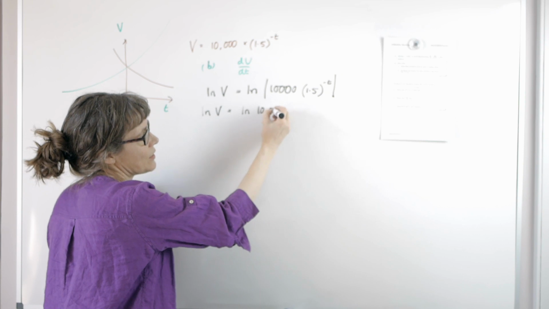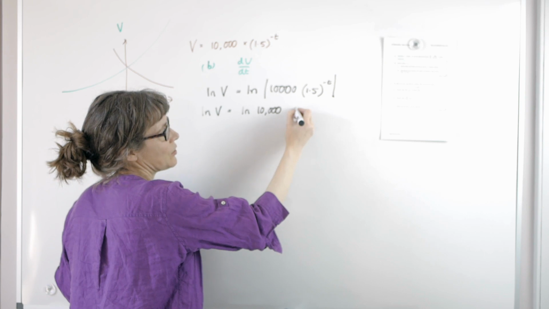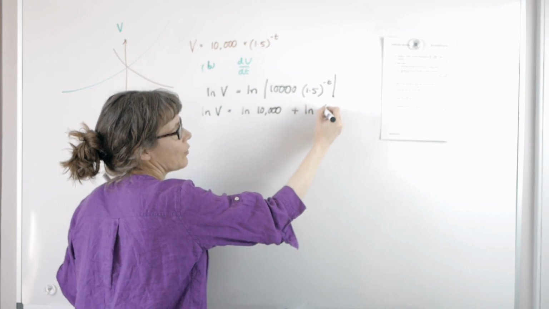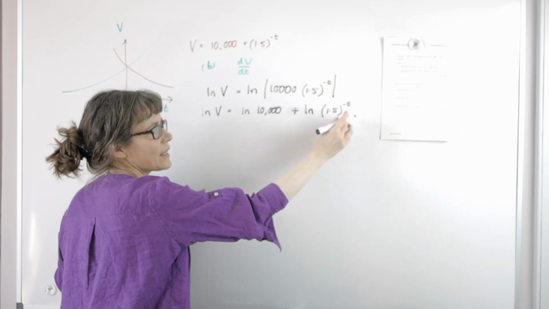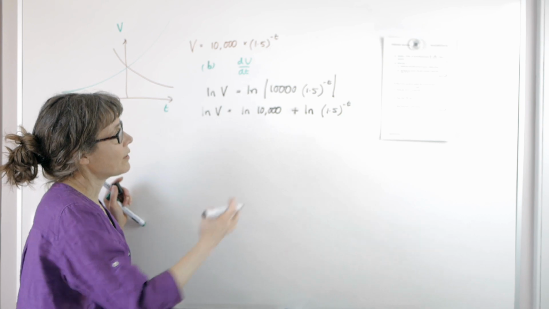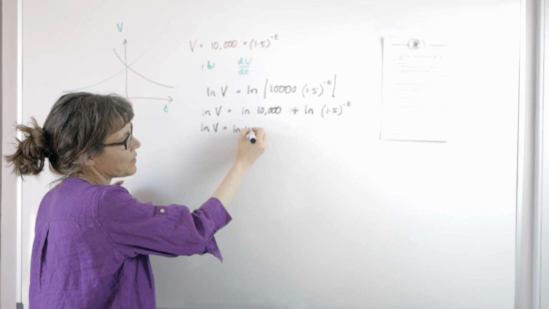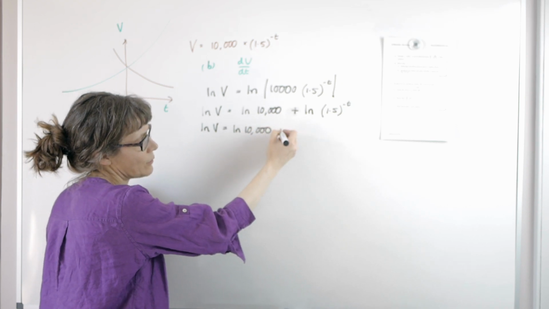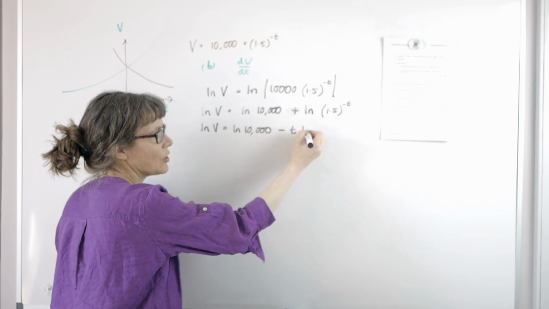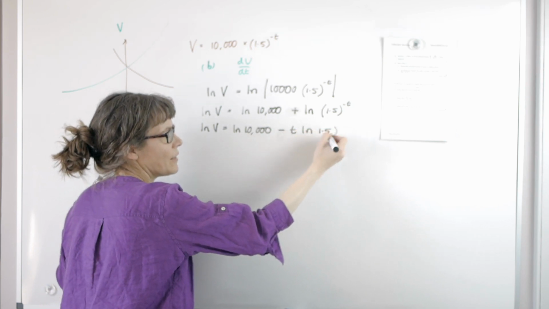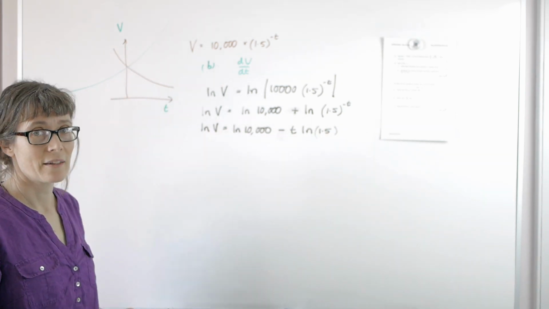So that's ln 10,000, add the natural log of 1.5 to the power of minus t. And then this thing, when it's raised to the power, we can bring down the power. So second log rule, hopefully you'll remember, we can do minus t ln 1.5. And this is when we do have this exponential growth or decay kind of curve.